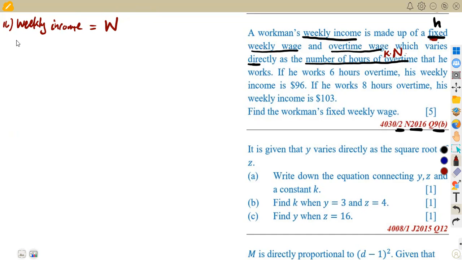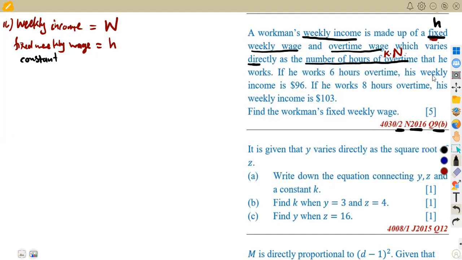So we've got a fixed weekly wage in this case, which is our constant. We said it's a constant, so we're just going to use the constant H. Remember, we talked about the constants that are used under partial variation. We've got H and K, but you can use any constant of your choice. All right. So now, and the overtime wage, which varies directly as the number of hours.